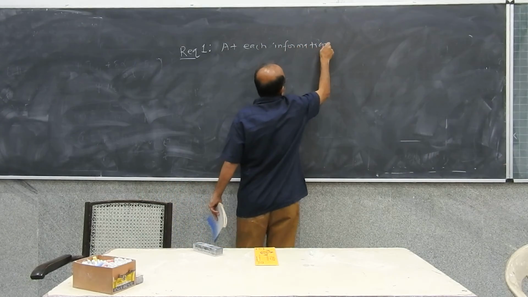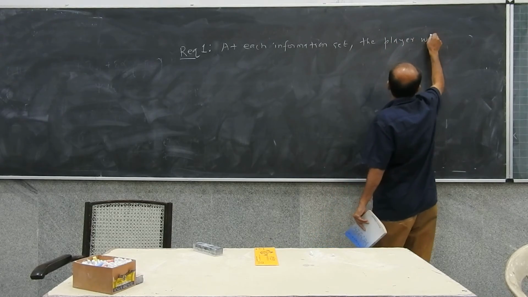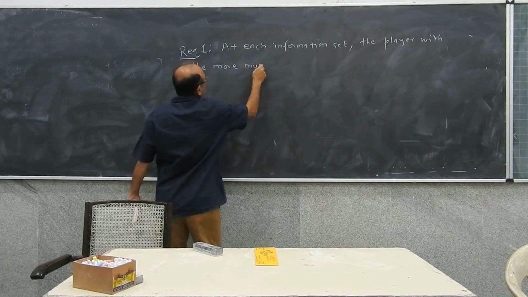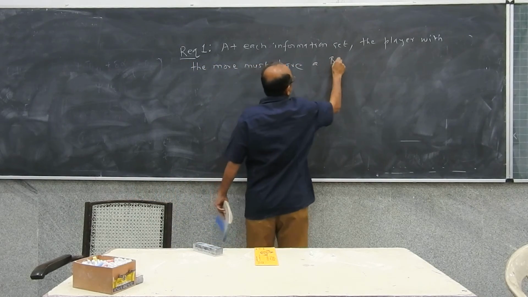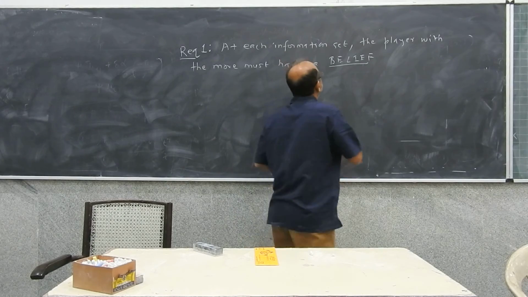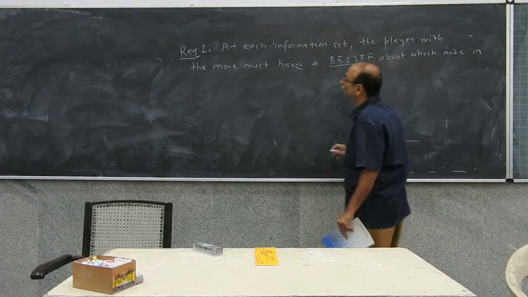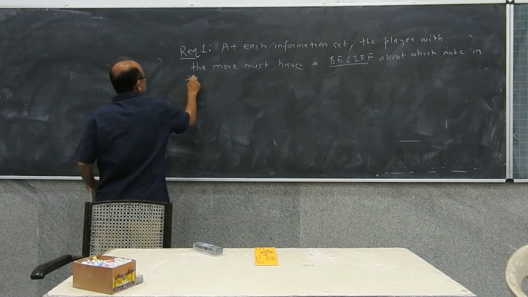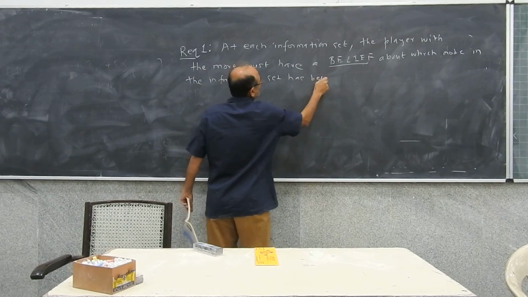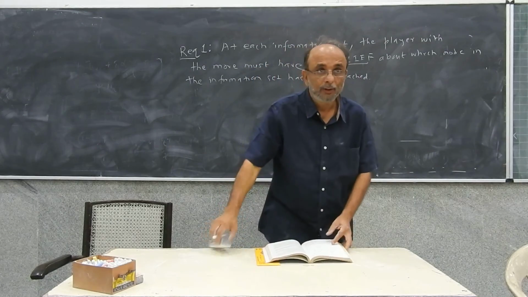Requirement 1: at each information set, the player to move must have a belief about which node in the information set he is at.